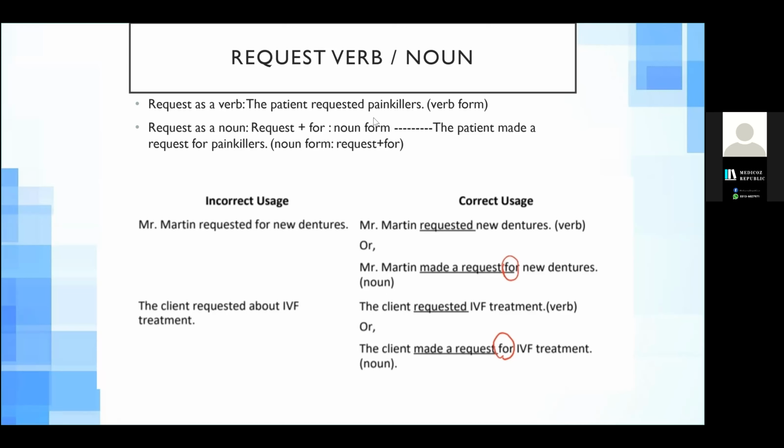For example, the patient made a request for painkillers. It's a noun, it's a specific thing. Made a request for painkillers. We have to use for after this. For example, take a look here as well. Mr. Martin requested new dentures, or you can say Mr. Martin made a request for new dentures. This is a very minor and very common mistake. How to use request as a verb or as a noun. Whenever you're using it as a noun, always use for after it.